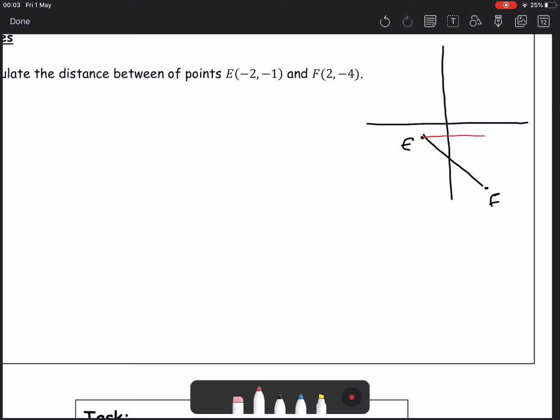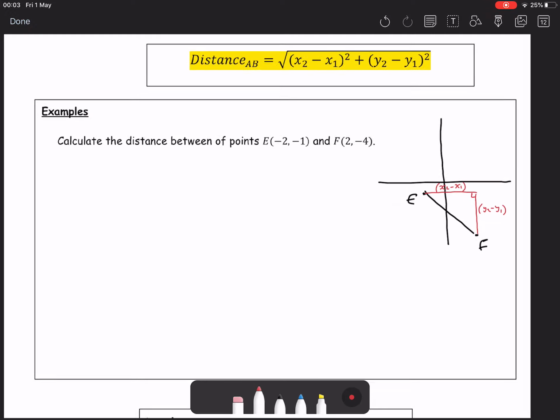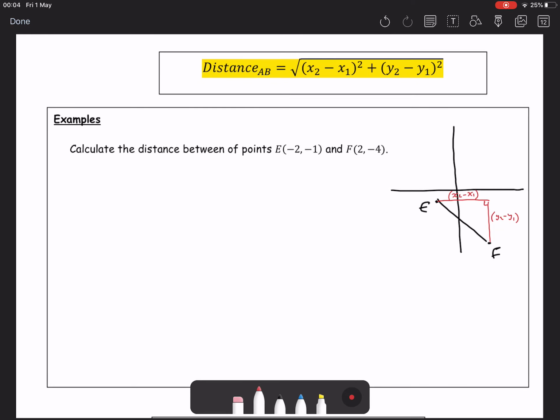if we formed a right angled triangle, our distance EF is the hypotenuse, and we would square the horizontal distance, square the vertical distance, and square root to get our hypotenuse. The horizontal distance is simply taking the two x coordinates and subtracting one from the other, and the vertical is doing the same with the y. So linking that back to our distance formula, we can see the clear link with Pythagoras.